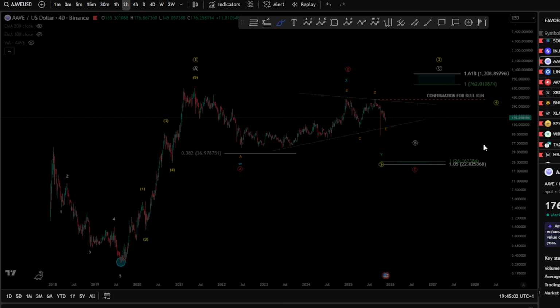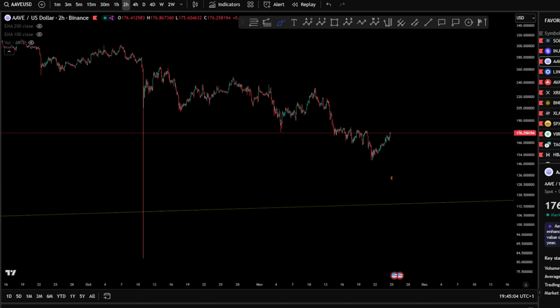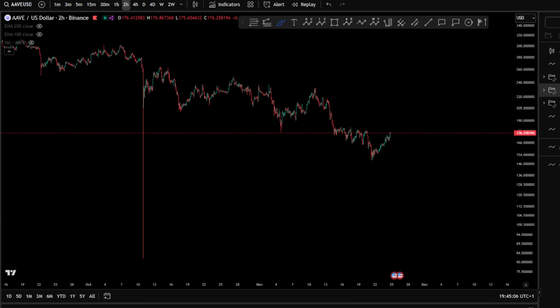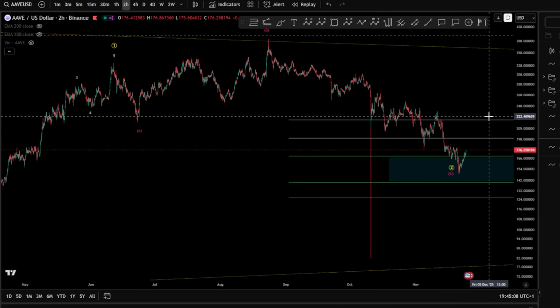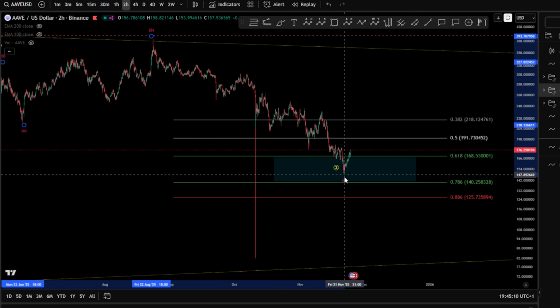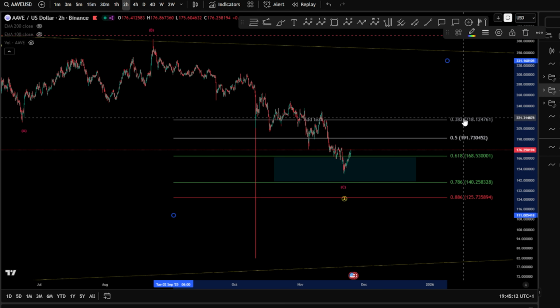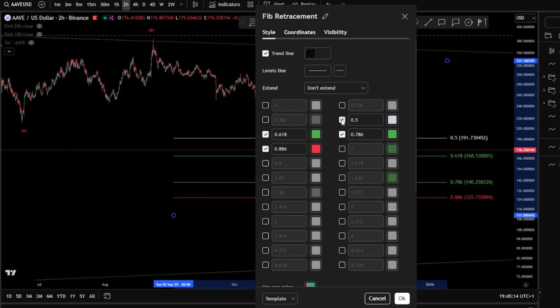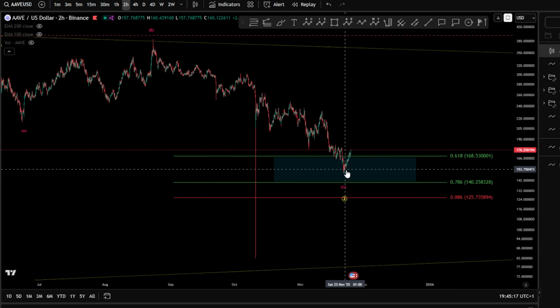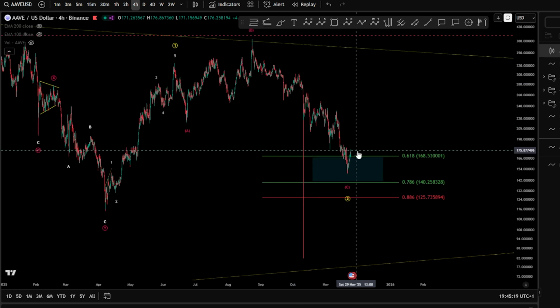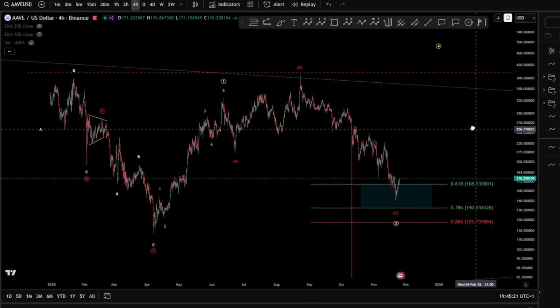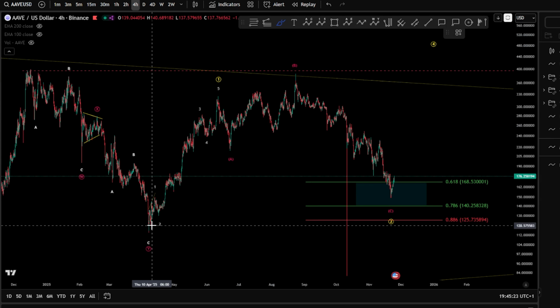If we dive inside this structure on the micro level here, we can see as well that we might have hit already our blue box, as expected, by the way. So we already expected exactly a rejection or a rebound from this blue box, and here we are. And this can be playing internally as a 1-2 over there.